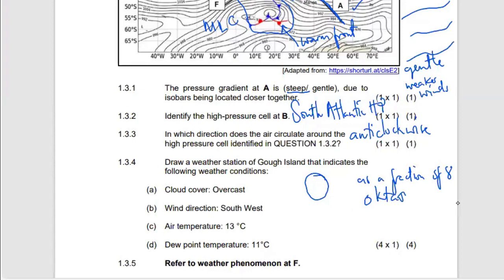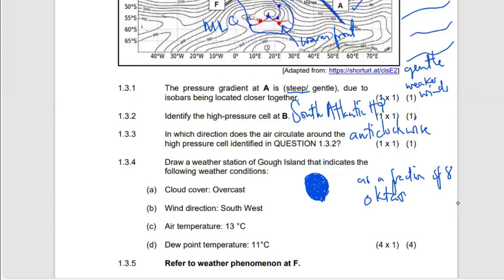Right, so here we are told that it's overcast. When it's overcast, it means the whole sky is covered. So we are supposed to shade the whole circle. Everything must be shaded inside the circle to suggest that the sky is fully covered. That is cloud cover. We present it inside the circle here.